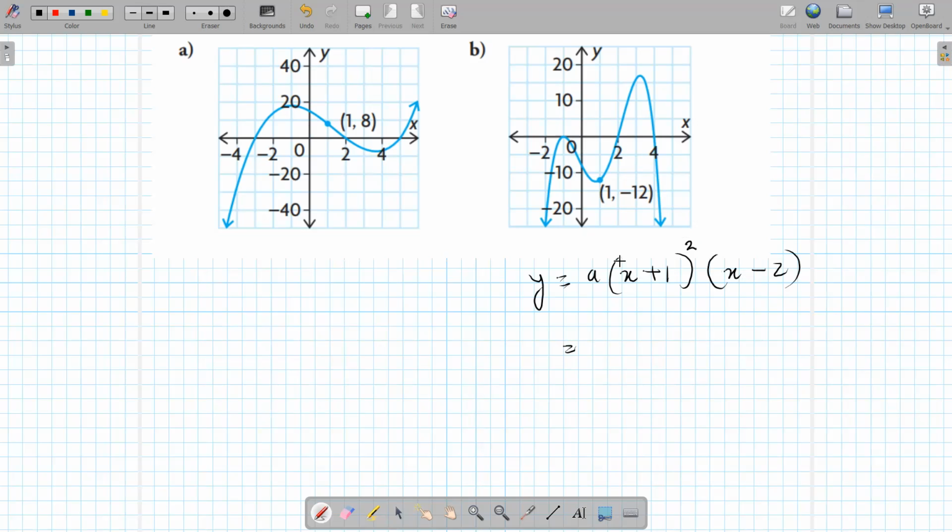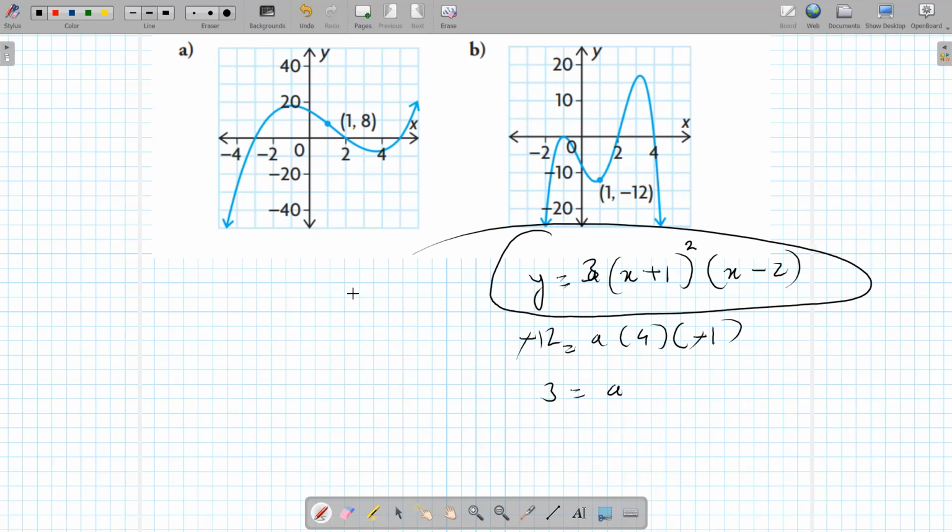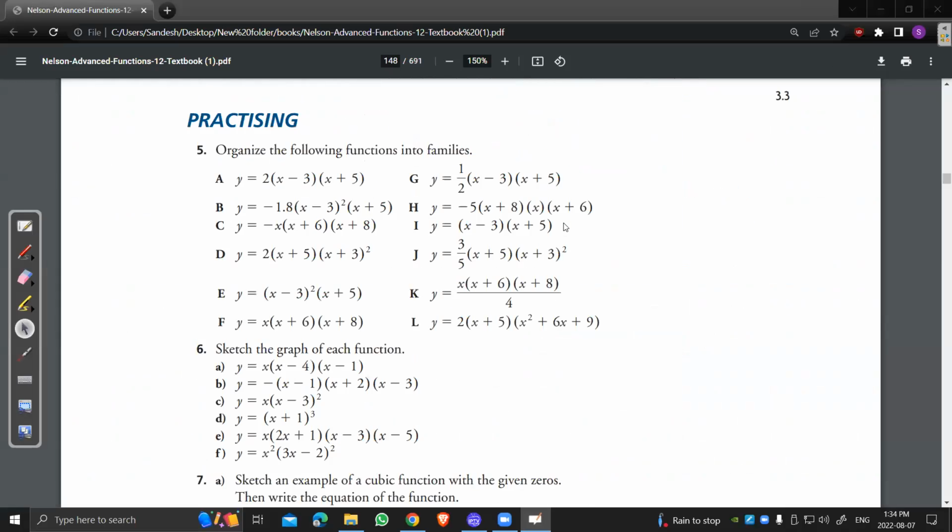And then we're going to plug -12 as y. I'm going to plug 1 as x. So 1 plus 1 is 2. 2 squared is 4. And then 1 minus 2 is -1, like that. So a is 3, okay? And there you go. That's the equation for question B. It's pretty straightforward once you get the idea, I guess.